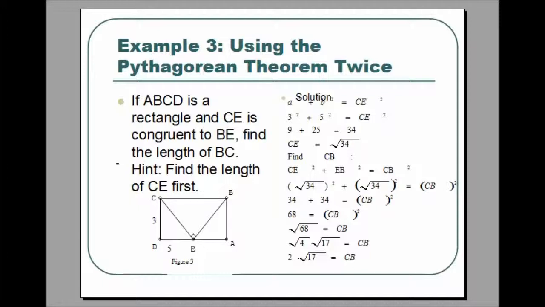So when we square the square root of 34, we get 34. 34 plus 34 equals 68. 68 equals CB squared. To find CB, we take the square root of both sides. We can simplify that. The square root of 68 equals the square root of 4 times the square root of 17. The square root of 4 equals 2. The square root of 17 does not simplify, hence we're left with 2 square root of 17.